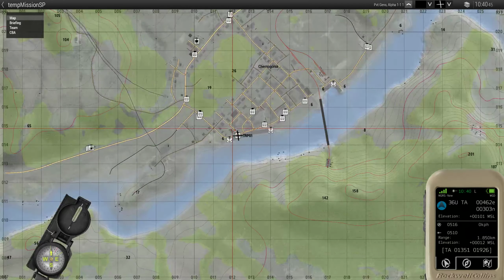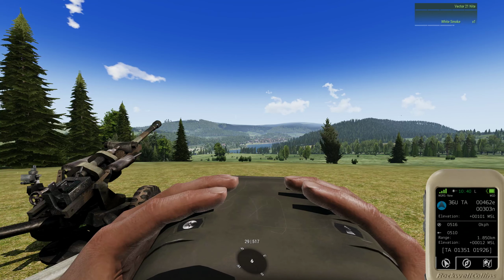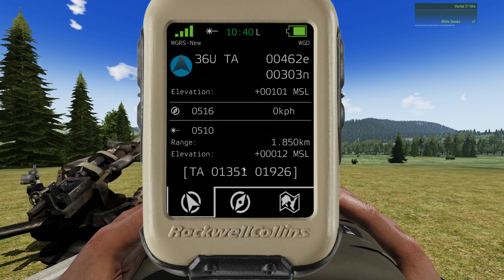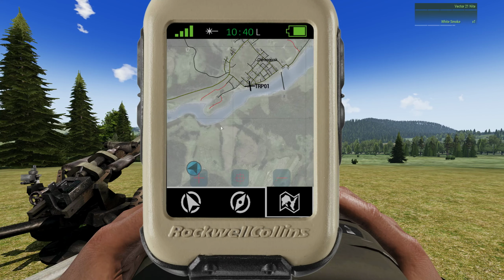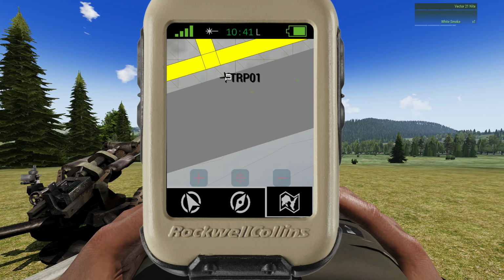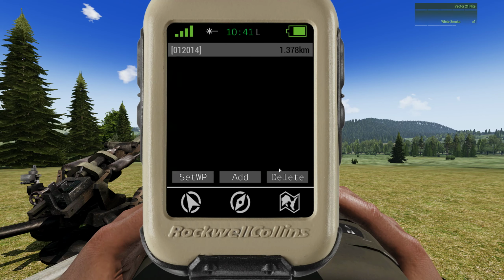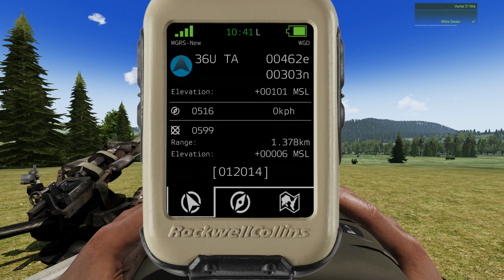We can see that we've got TRP-01 right here that our quote-unquote forward observer has given us, right? So we can go ahead and hit home, and on the micro dagger, we can zoom out on the map, go over to TRP-01, and double-click on it to set a waypoint. It'll give you a list of all your waypoints. You click Set WP, and then it'll pull you to the compass. You ignore this compass, you click this bottom left-hand tab, and then you'll get a series of numbers.